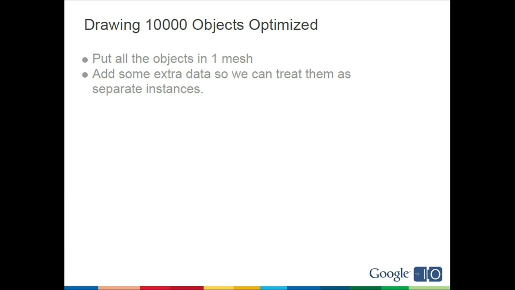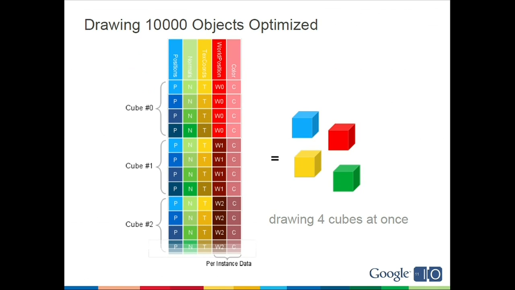But what if instead we put all the cubes in one mesh? And we'll add some extra data so we can actually treat them as though they were separate meshes. And so what do I mean by that? Well, I'm going to take the data for one cube, and instead of just having that one cube, I'm going to repeat it inside our buffers, basically 10,000 times.